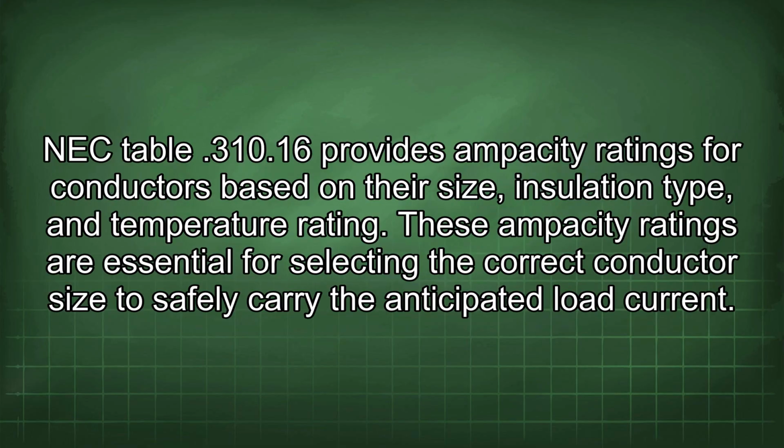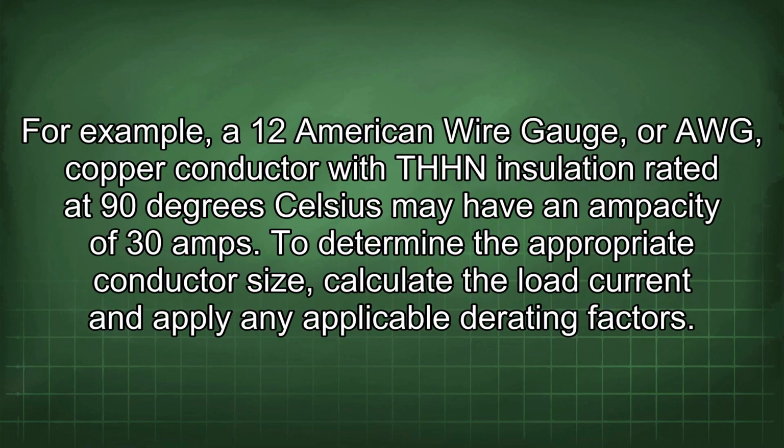NEC Table 310.16 provides ampacity ratings for conductors based on their size, insulation type, and temperature rating. These ampacity ratings are essential for selecting the correct conductor size to safely carry the anticipated load current. For example, a 12 American wire gauge, or AWG, copper conductor with THHN insulation rated at 90 degrees Celsius may have an ampacity of 30 amps.